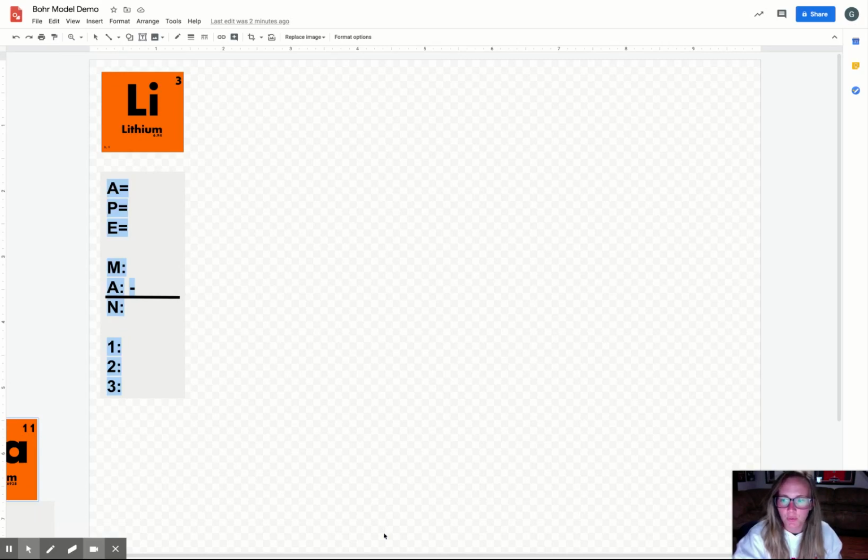Hey guys, what I'm going to do here with Google Drawing is demonstrate how to draw Bohr models. We're going to continue to use APE MAN to identify the amount of subatomic particles in each element. I'm still going to use lithium. So the first thing I want to do is APE MAN.